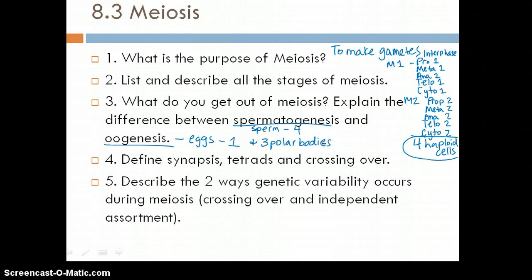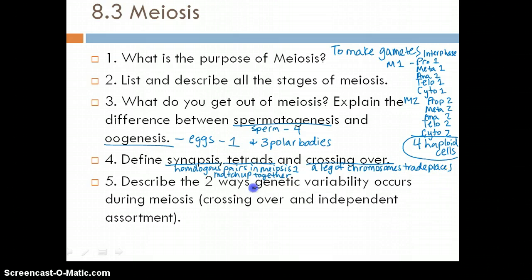Define synapsis, tetrads, and crossing over. So synapsis and tetrads kind of go together. It's the homologous pairs in meiosis 1 that line up together or match up together. Crossing over is when the tetrads are next to each other in metaphase 1. A leg of the chromosomes trade places with each other and allows for genetic variety.